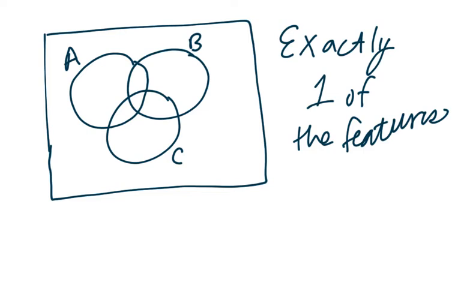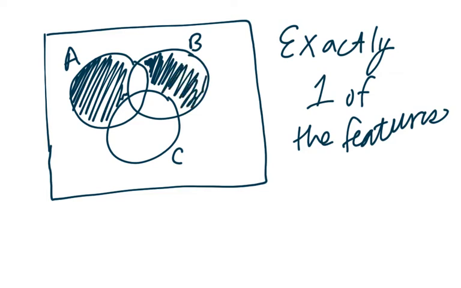That means that it's the areas where it's only one of the features. So there can be no overlap of the features. So those are these 3 regions. If an element of a set is in one of these regions that are shaded, they have exactly one of the features.